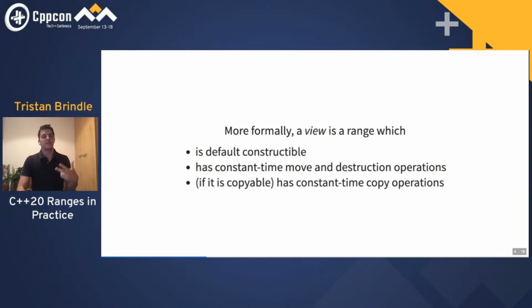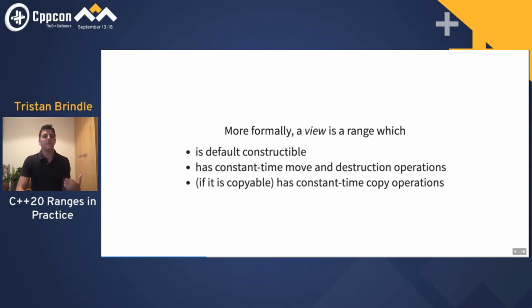So views in the ranges world need not be copyable. They can be move only. It's pretty rare, but it's permissible. But these are the formal properties that a view needs. And by constant time here, we mean independent of the number of elements in that range, in the view.